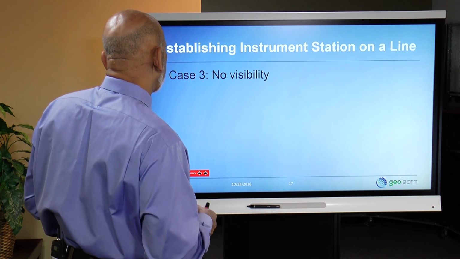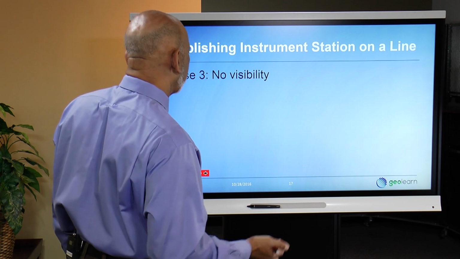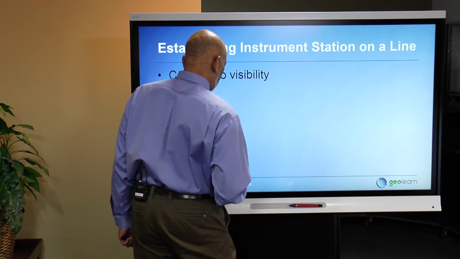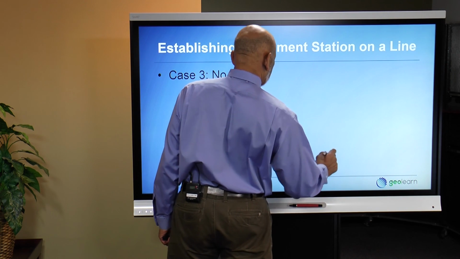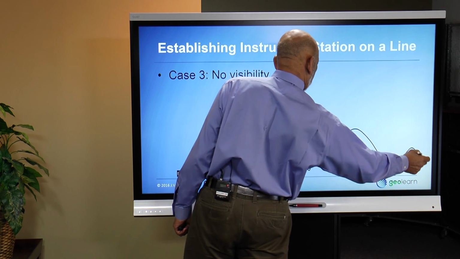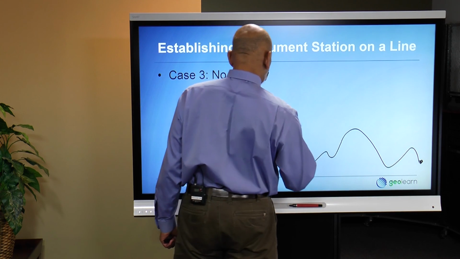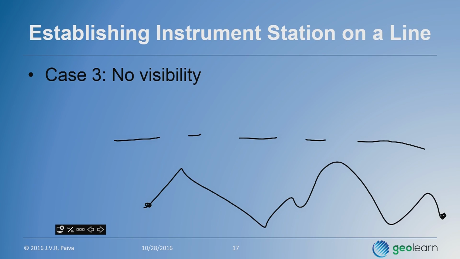And finally, case 3 is where there's no visibility even in between. And so the most common situation for this would be where you have this kind of thing, and you have a point over here, you have a point over here. Again, this is the profile view. So in plan view, you pretty much have nothing.